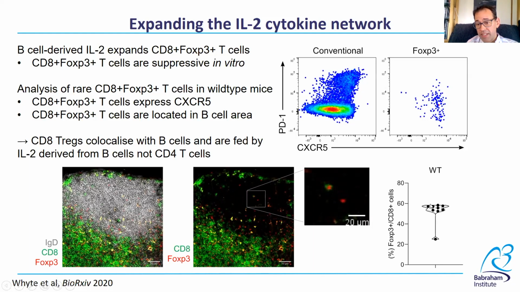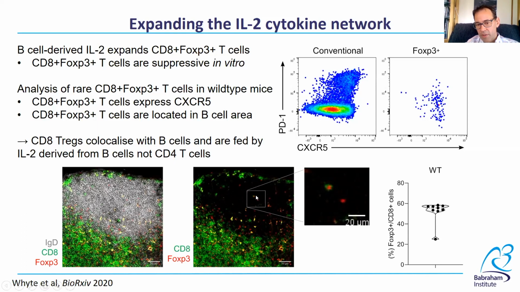And in fact, if we look at the CD8 cells that are present in the B cell zone, about 60% of these are regulatory FOXP3 positive CD8s rather than conventional CD8 cells. So even though they might only be 0.1% of the total CD8 population, they're 60% of the population in the B cell zone. So now it's not so difficult to see why they're responding to IL-2 derived from B cells and not from CD4 T cells.